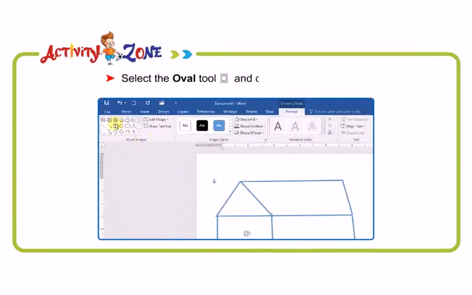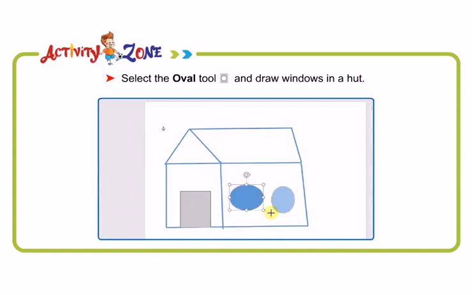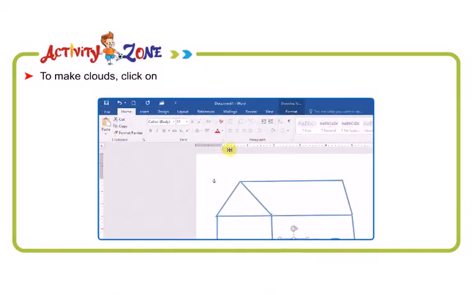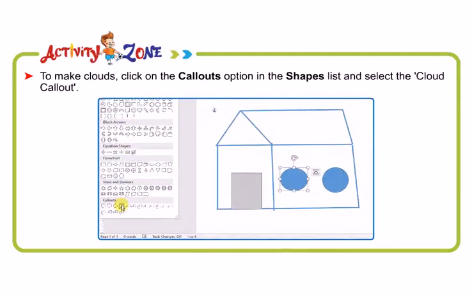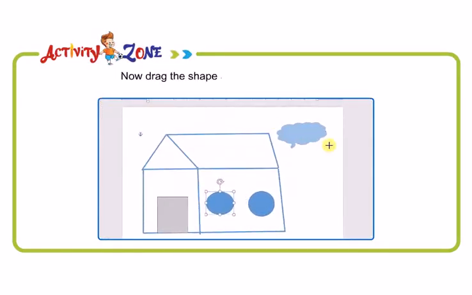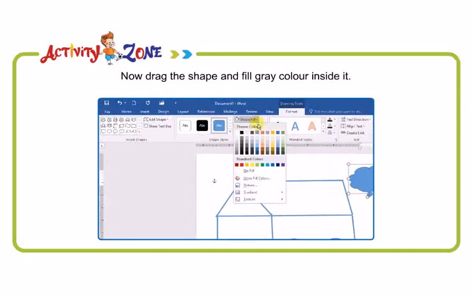Select the Oval tool and draw windows in a hut. To make clouds, click on the Callouts option in the Shapes list and select the cloud callout. Now drag the shape and fill gray color inside it.